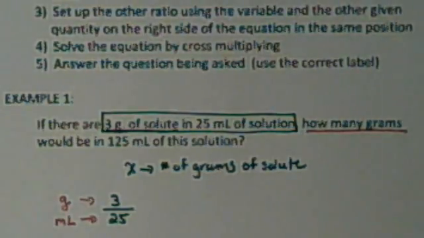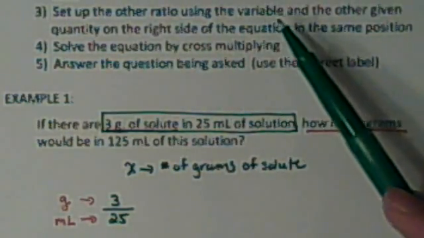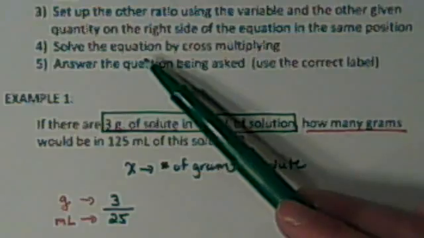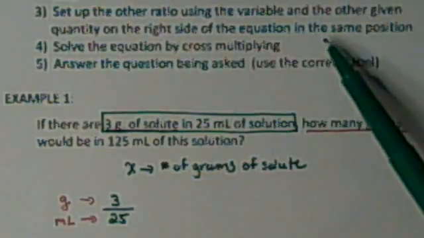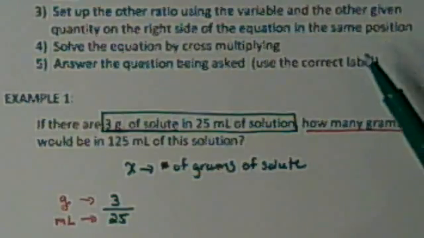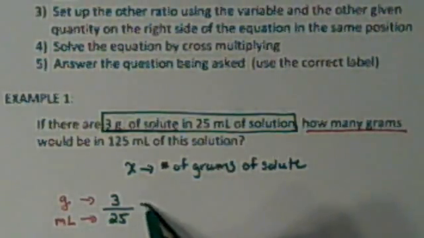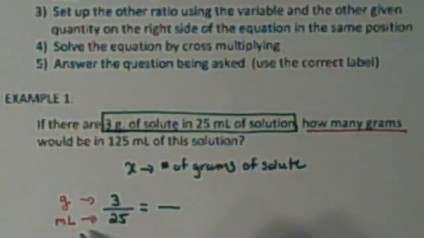Now in step 3, it tells me that I want to set up the other ratio using the variable and the other given quantity on the right side of the equation in the same position. Well, when I talk about the same position, I want to make sure my other ratio compares grams to milliliters just like this first ratio did. If I mix them up, I'm going to get a wrong answer.